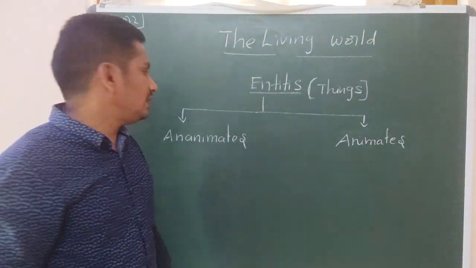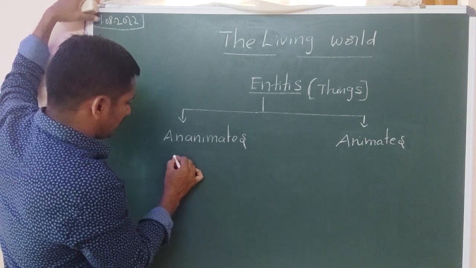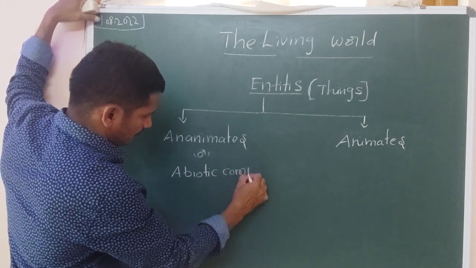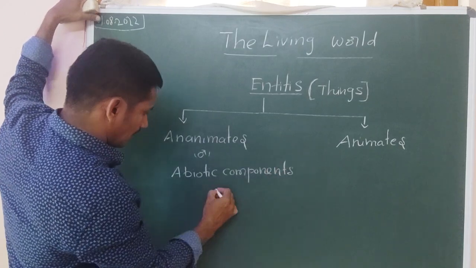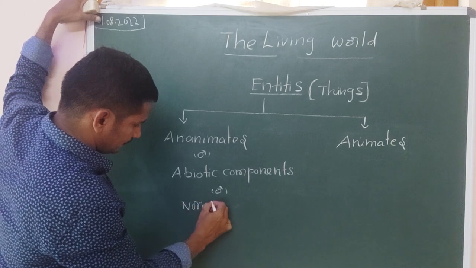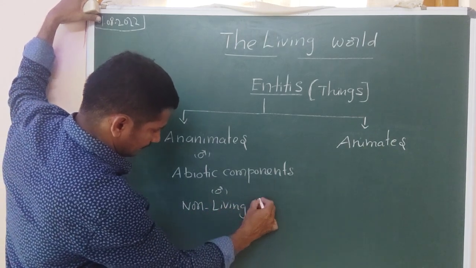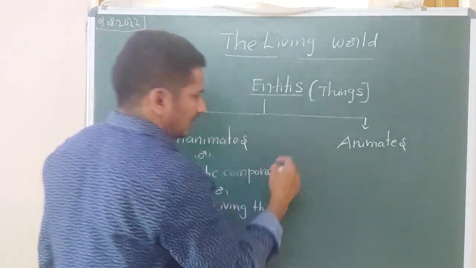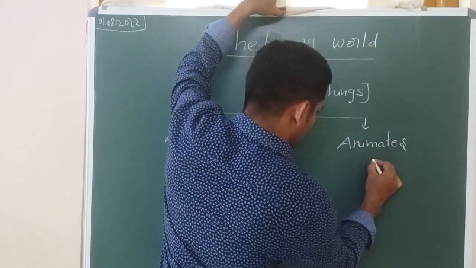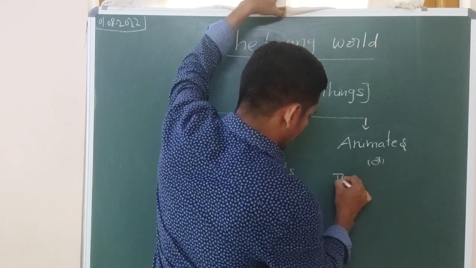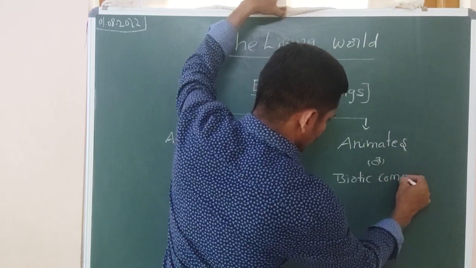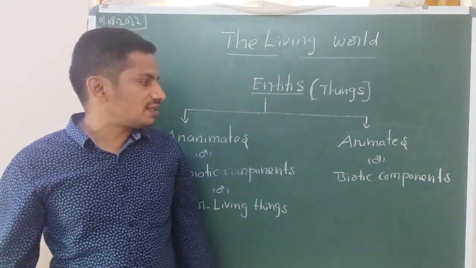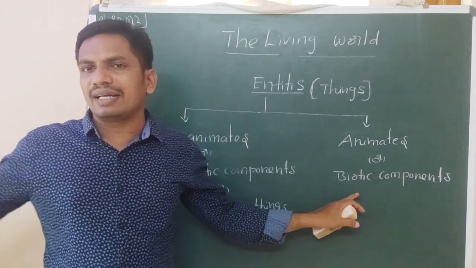Inanimates and animates. Here, inanimates are nothing but abiotic components. Abiotic components are non-living things. Got it? Animates are the biotic components. These biotic components are also called living organisms.